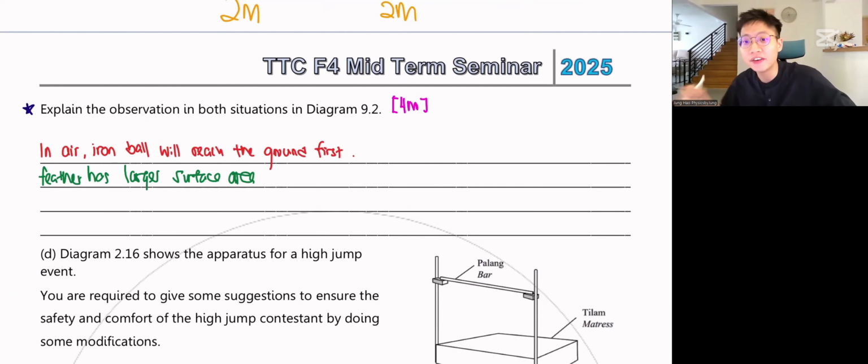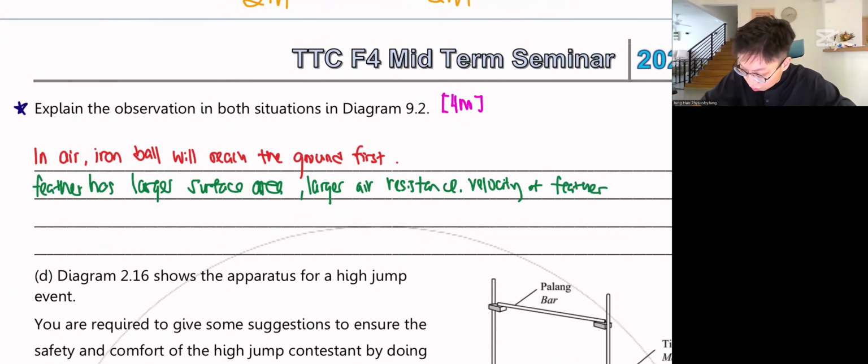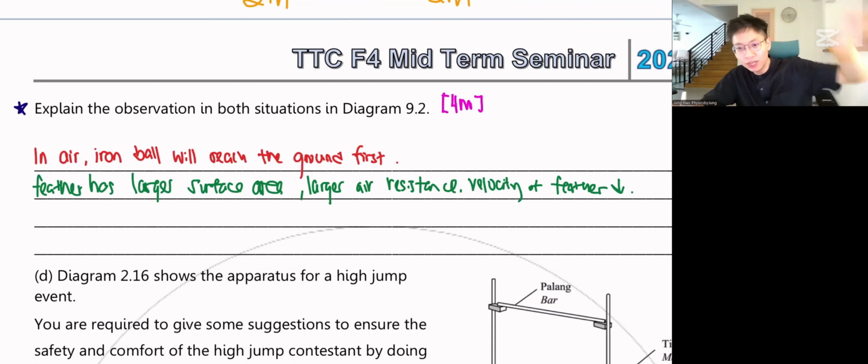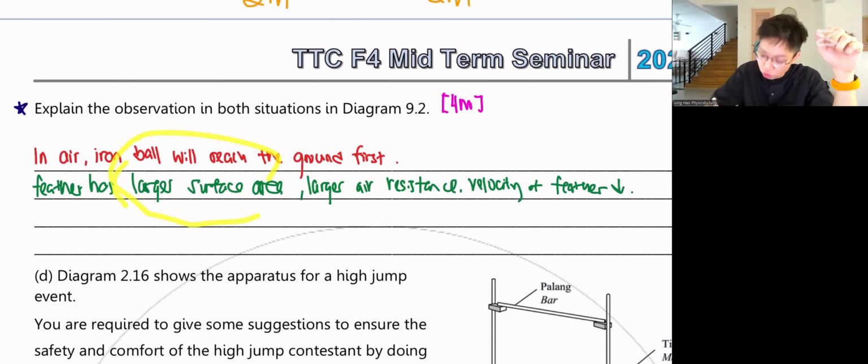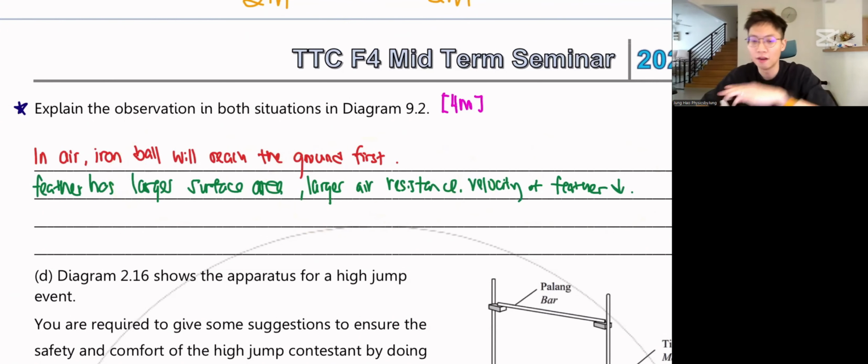So if you got larger surface area, then what? Therefore, you elaborate that it means you have larger air resistance. So what will that affect? The velocity of the feather will actually reduce. You will have lower velocity of feather due to larger air resistance, due to larger surface area. So we try to link each point. Due to the surface area, it has larger air resistance, so the velocity decreases, so it will become slower. Okay, no problem.